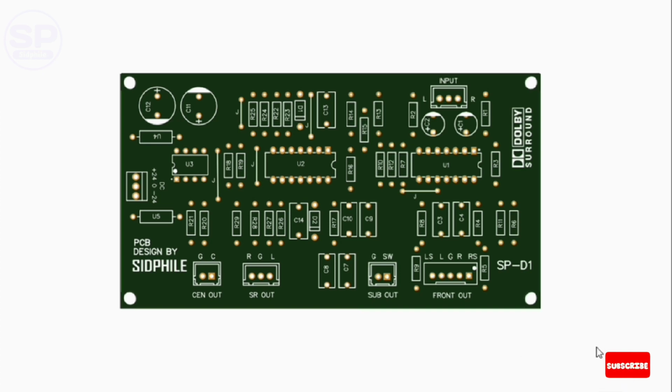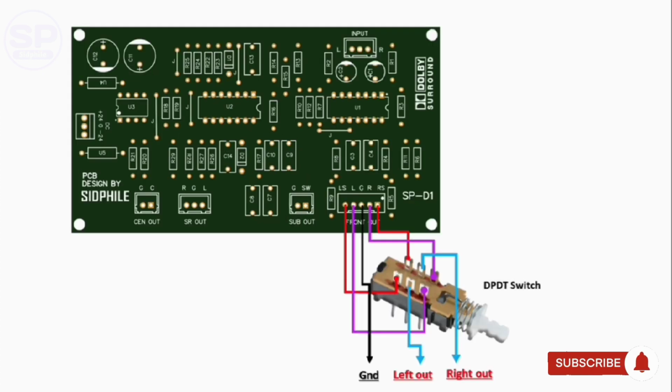This is the front speaker output connector. You have to connect a switch here to switch between surround and normal stereo sound effect. Now let's see the connection for front. Here you have to use a DPDT switch.